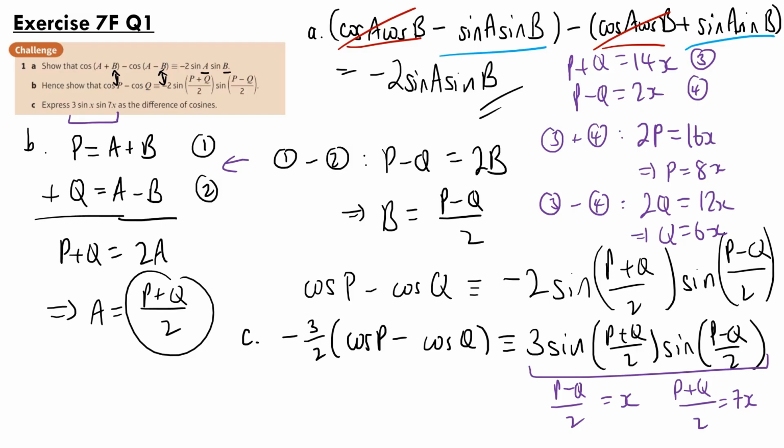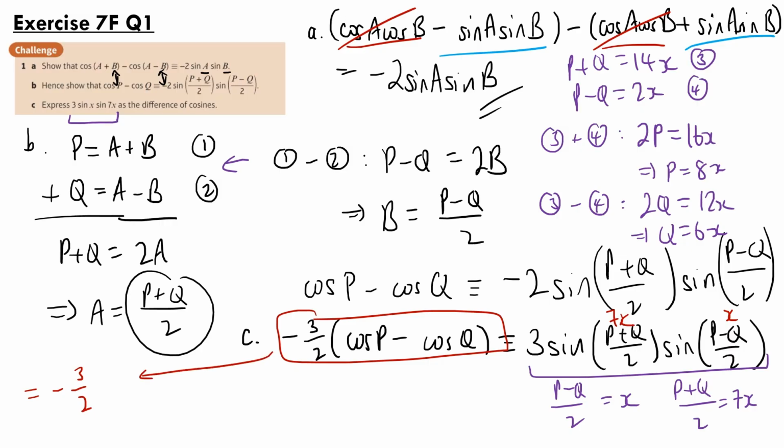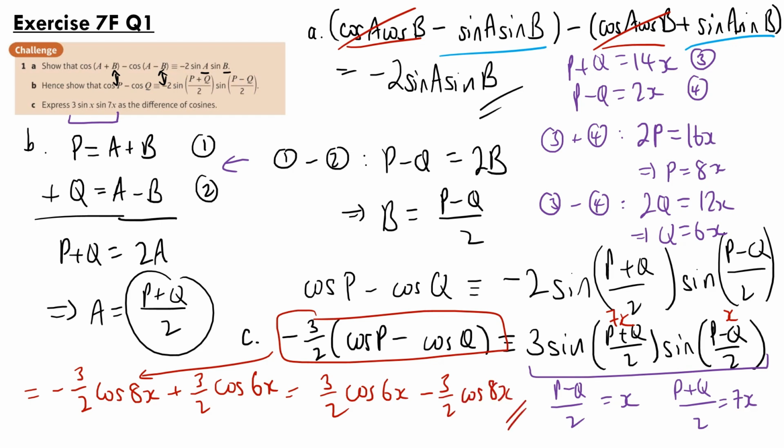Okay, then all we need to do is plug in the values of p and q into the left hand side over here. So 3 sine of x, that one there is actually 7x. So 3 sine of 7x sine of x is the same thing as minus 3 halves cos of p, which we know is 8x. And then we're going to add on to that because we've got a double negative, 3 halves of cos of q, which is 6x. And then probably you want to rearrange this just to show it's definitely a difference. So it's 3 halves cos of 6x, take away 3 halves cos of 8x. And that is our answer.